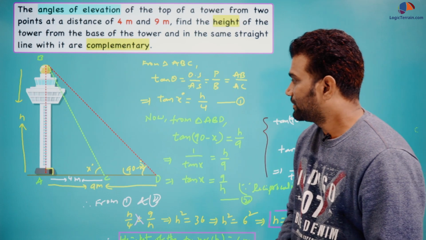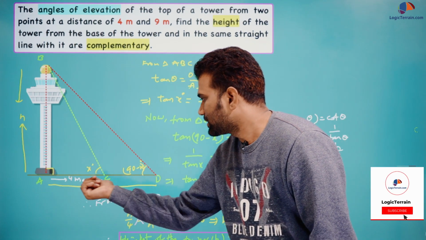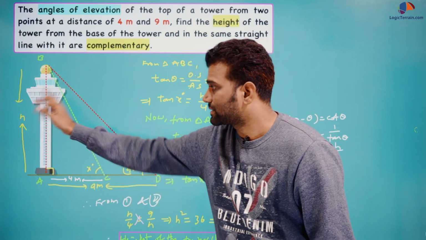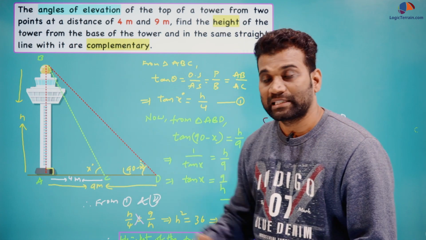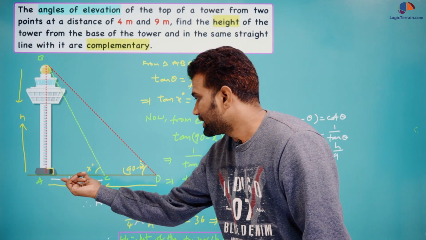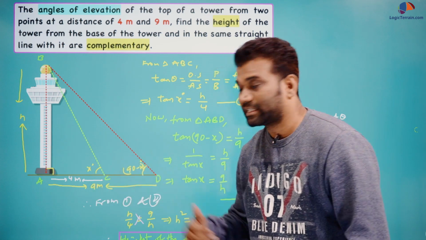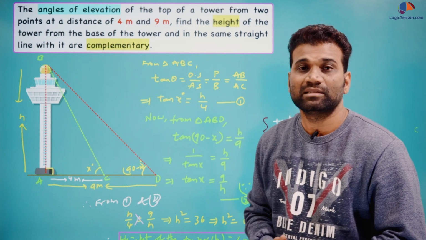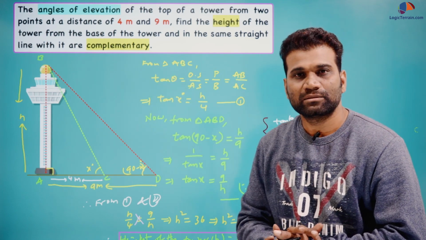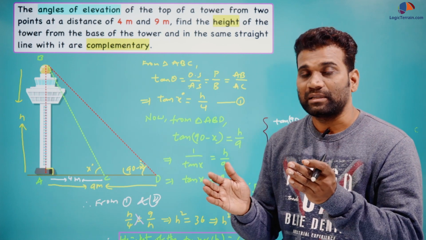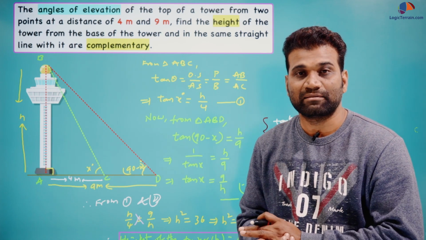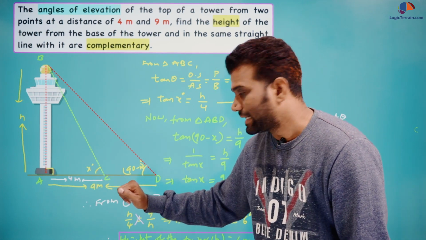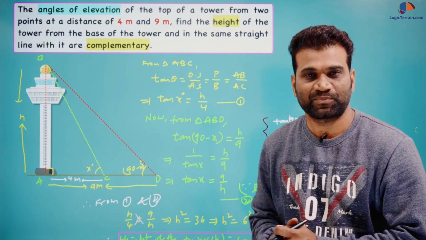Here we are given 2 points, let us say C and D, and AB is the height of the tower. Let us assume this is H meters, and the first point is 4 meters away and the second point is 9 meters away. Here the angles of elevation are complementary. Complementary means, we know, the sum of 2 or more angles is equal to 90 degrees. So let us assume one angle is x, then the other one must be 90 minus x, right?